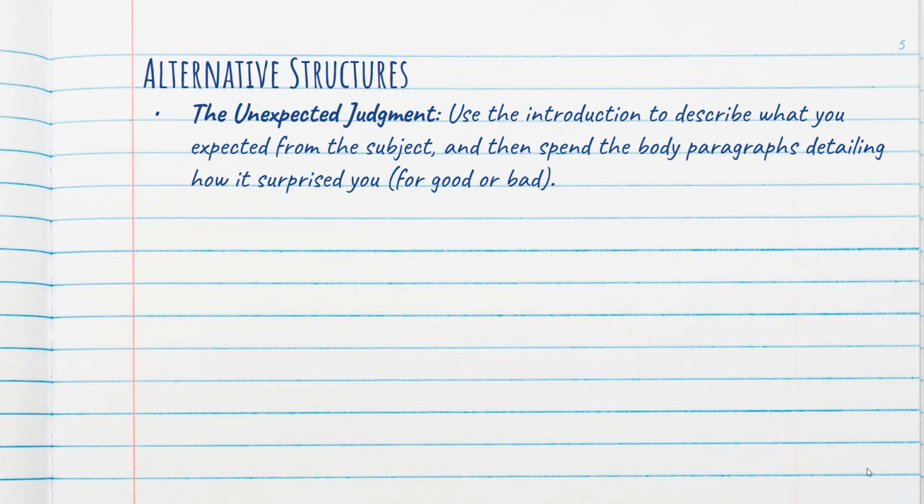In this case, you might use your introduction to describe what you expected, what you anticipated would happen with this subject when you engaged with it. And then you spend the body paragraphs detailing how it surprised you. What expectations did it not meet, or meet in such a different way you couldn't have expected it?